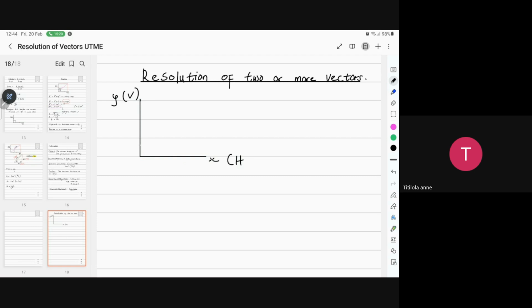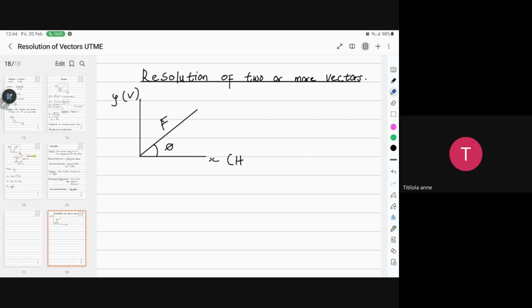Now, let's say we have a force acting this way. Remember that a vector is a quantity that has magnitude and also has direction. It can be acceleration, it can be velocity, but for now we're making use of force. So let's assume that the force I have here is F, which is the vector we are considering today. And there's an angle between this resultant vector F and the horizontal. Let's call this angle theta, the angle between that force and the horizontal line.